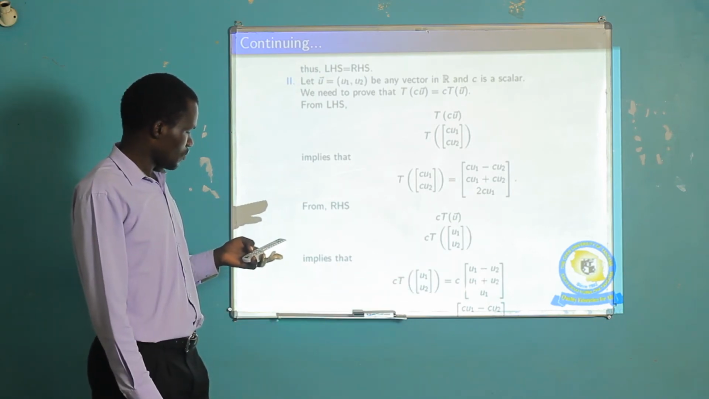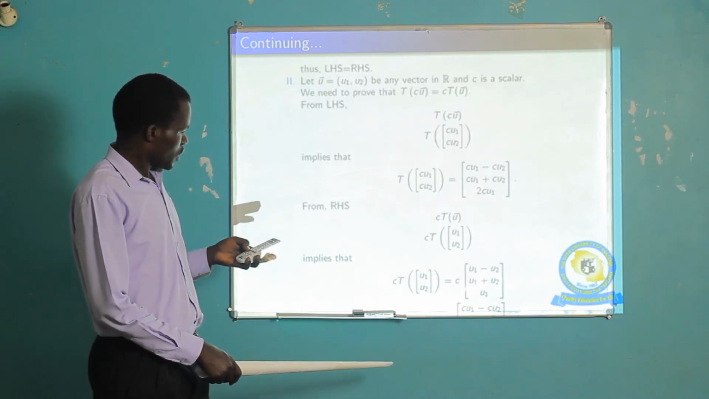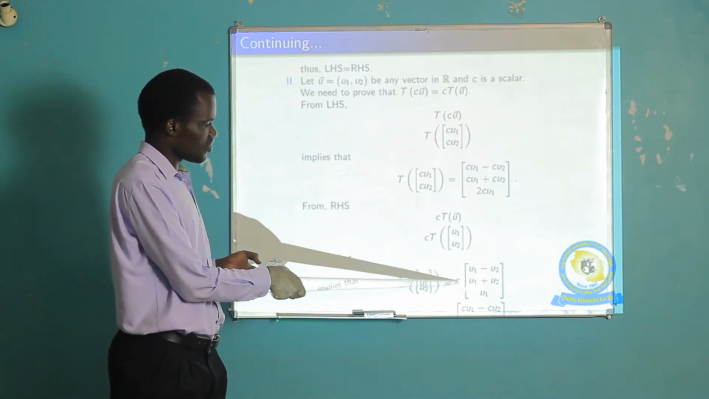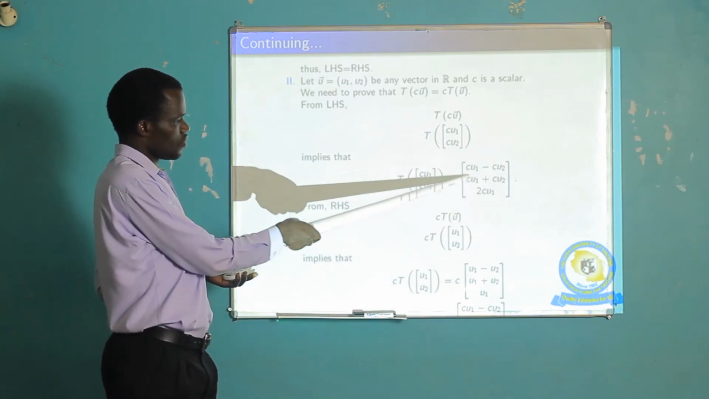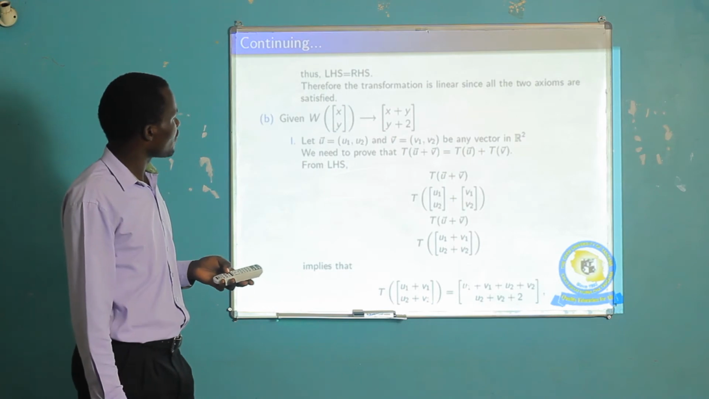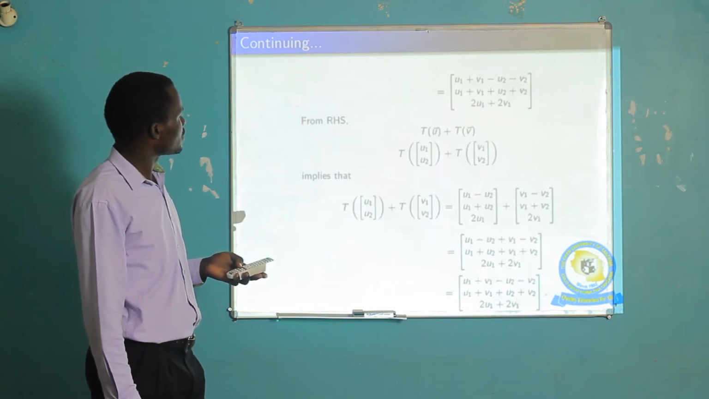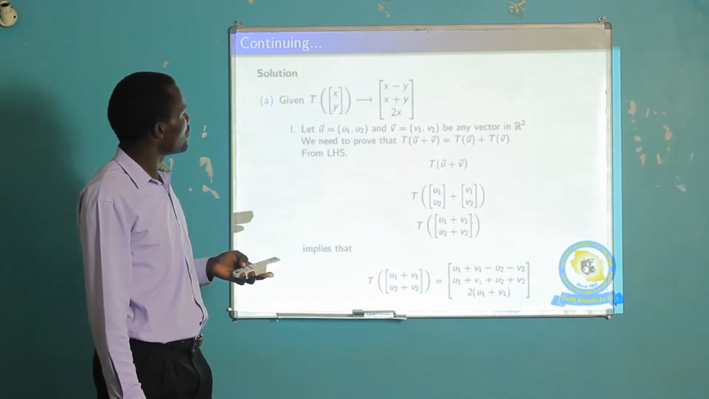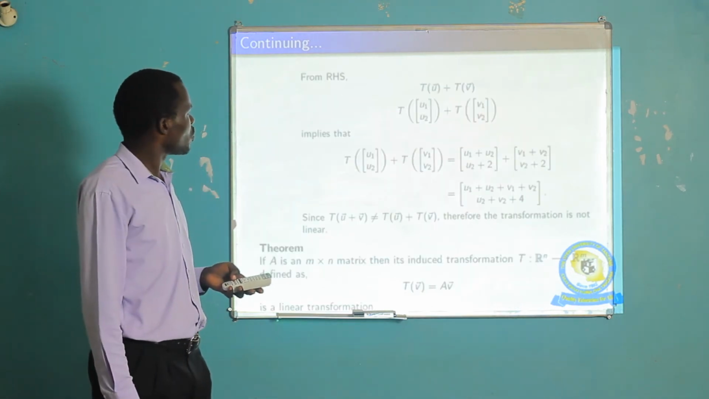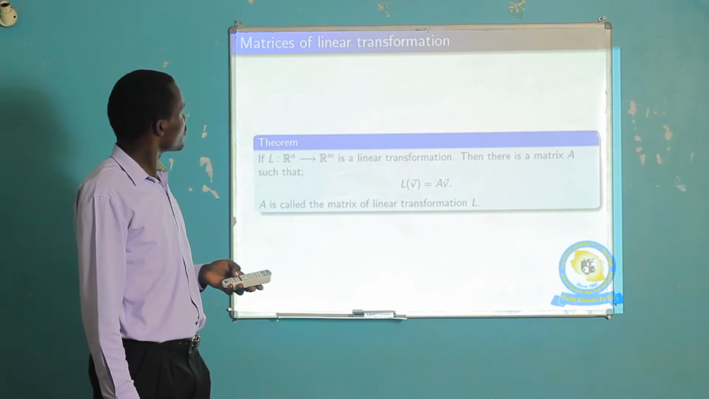Of course, from there, if you remain with just this one, we'll see here. If you multiply, we get the same answer here. And therefore, we have shown that this transformation is linear because it has satisfied the two axioms of linear transformation.